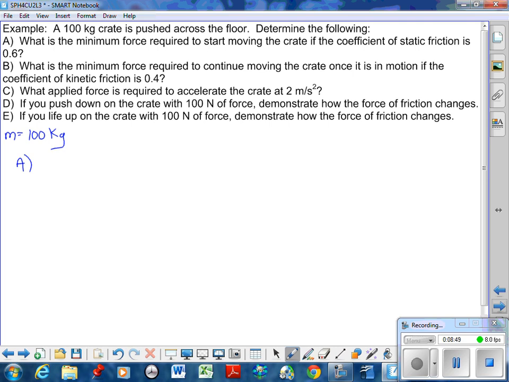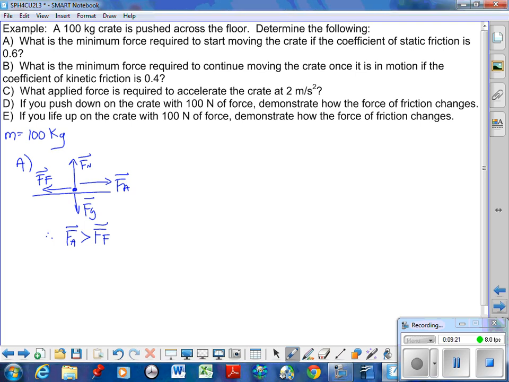So I'm going to give myself a diagram. Here's my crate. Force due to gravity. Normal force. I want to push it, and if I push it and it starts to move in the real world, it'll experience friction. So if I want to get it just moving, that means that my F_A has to be bigger than the force due to friction. Okay? You have to push harder than the frictional force. So that would mean that we need to know what the frictional force is.